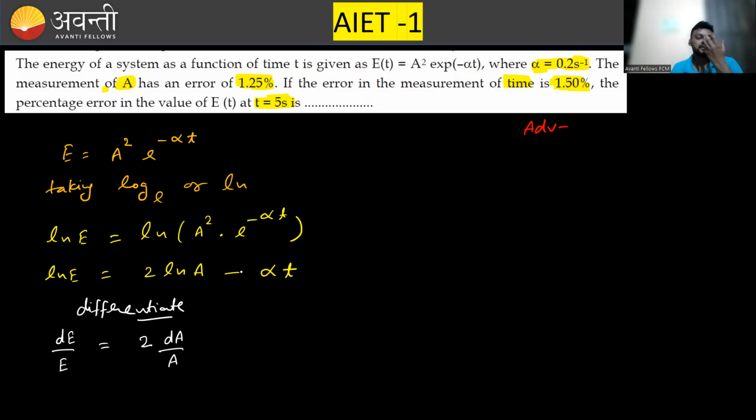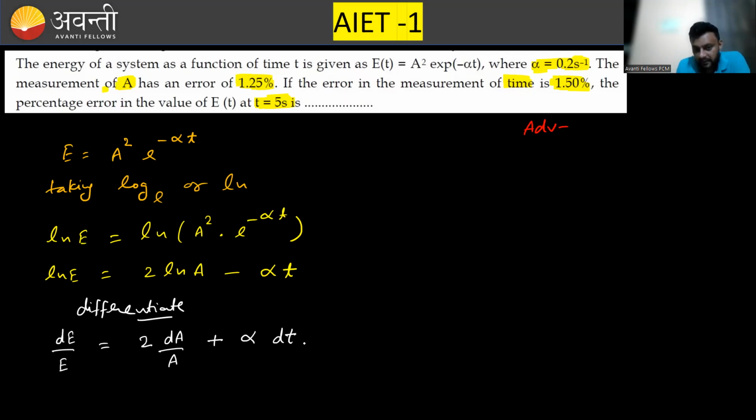And when we are trying to take the error, we are more concerned about maximum error, whether it is mentioned or not, but we are concerned about maximum error in the measurement. So for that maximum error calculation, we need to omit this negative sign and we will put positive sign here. Alpha is a constant and the differentiation of t will be dt. This is the term. Now you can see dE over E is the term of relative error.